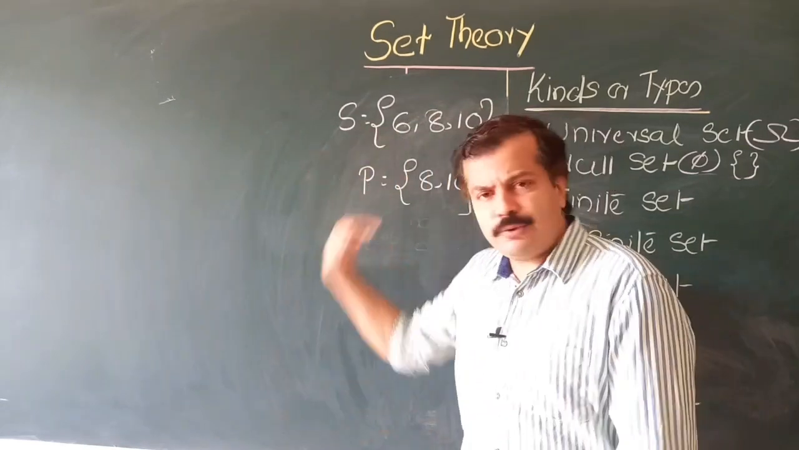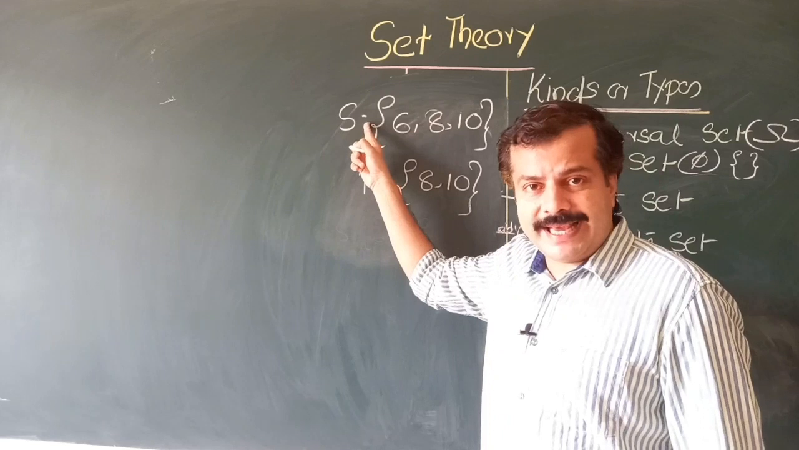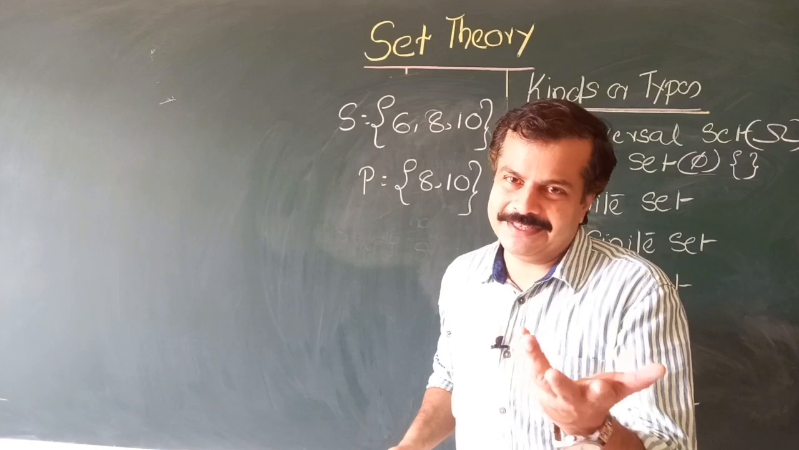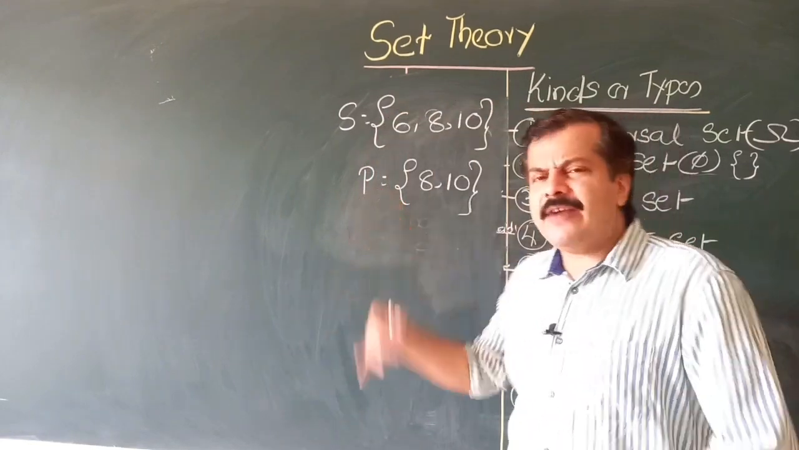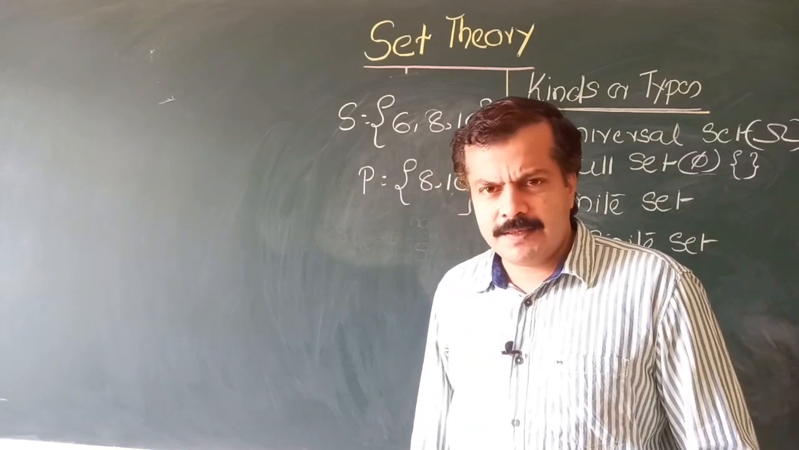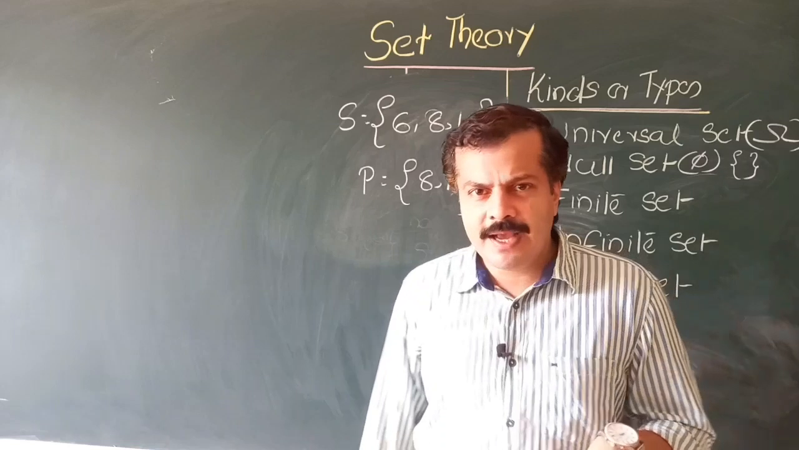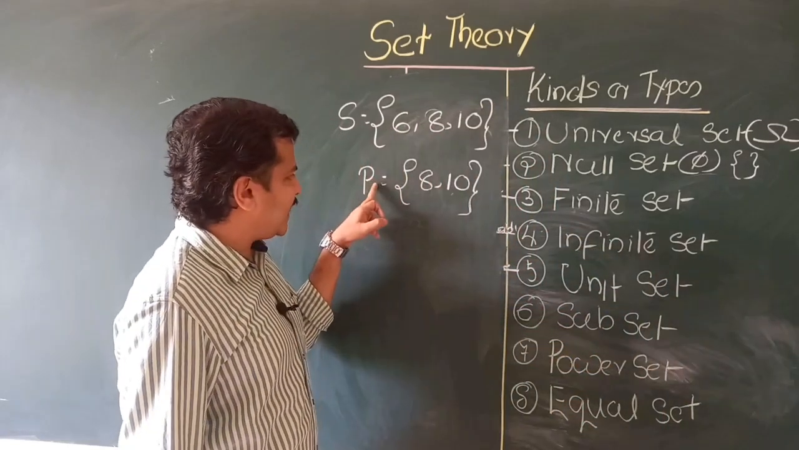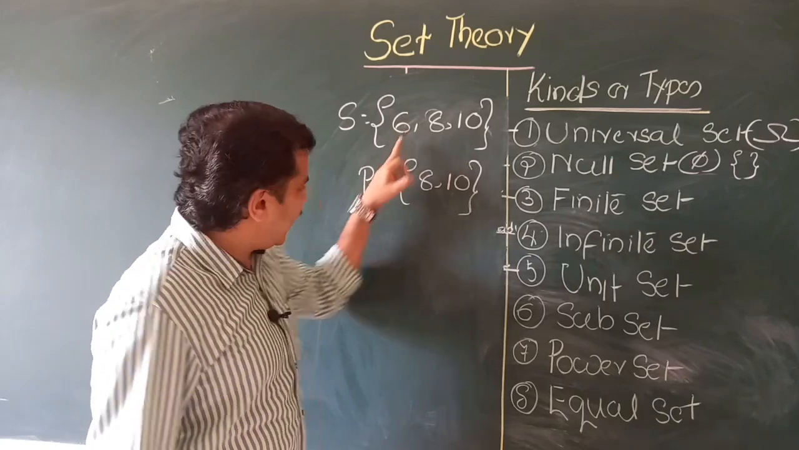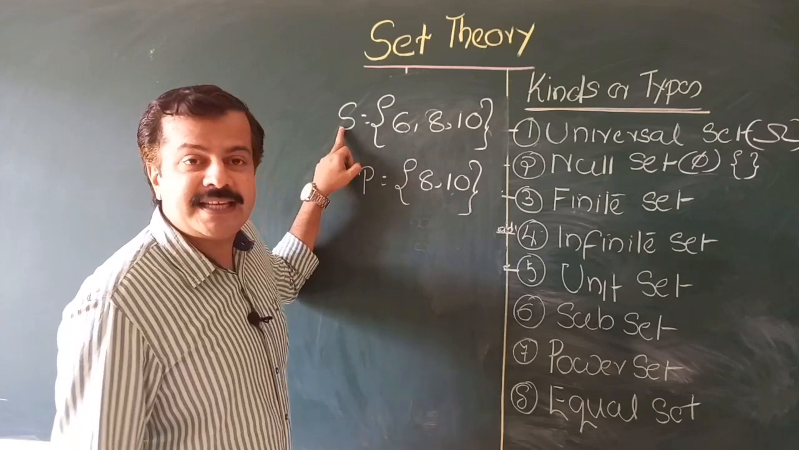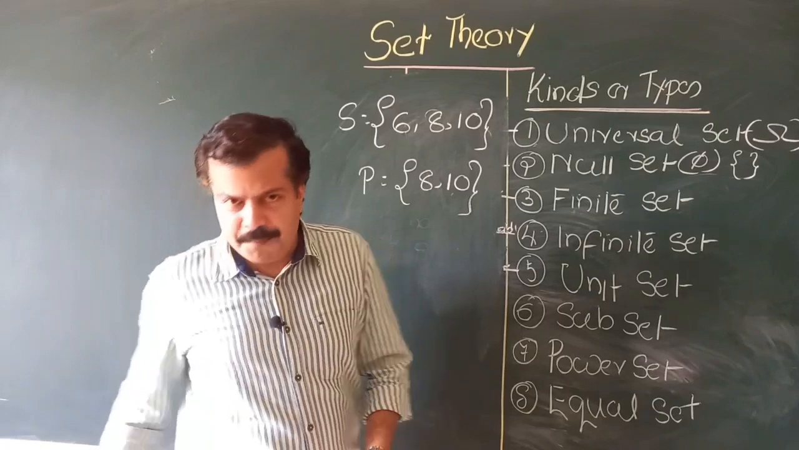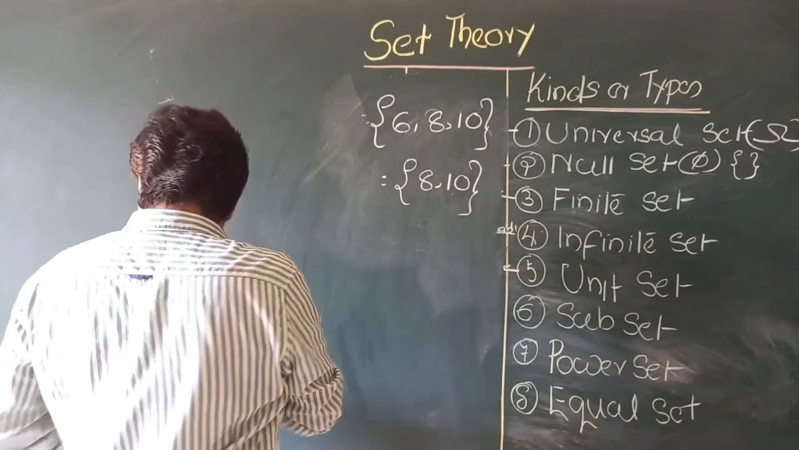See here, I have two sets. A set called S that consists of 3 elements, 6, 8, 10. Obviously, it's a finite set, right? And I have another set called P, which is 8, 10. Observe the similarity. That is, all the elements of set P are there in the set S. So we can call P a subset of set S.